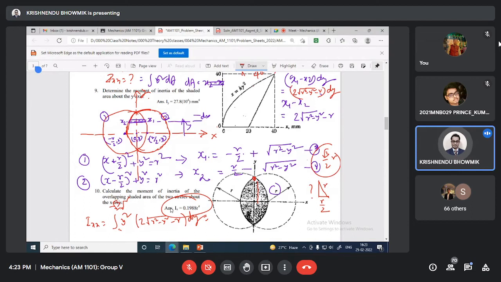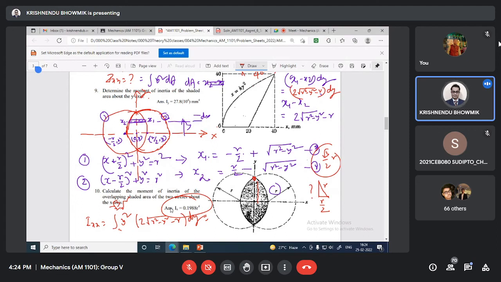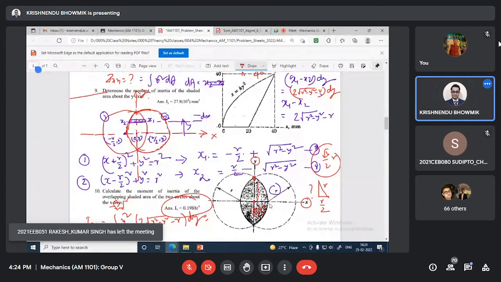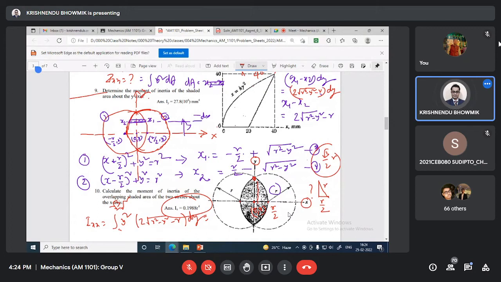Should I explain once again? Is it clear, or should I explain once again? Yes, sir, explain once again. It has been asked to calculate the moment of inertia of the overlapping shaded area of the two circles about the x-axis. About the x-axis means we have to calculate IXX. This is the x-axis, this is the y-axis, this is the intersection, so this is the 0 point. This point is r by 2 because this is a center. This is also a center, r by 2 comma 0, and this is minus r by 2 comma 0.